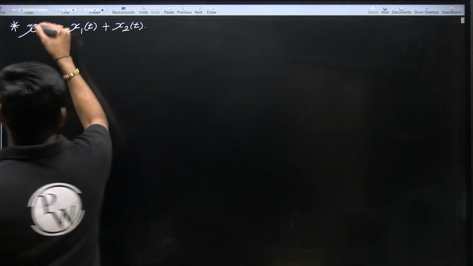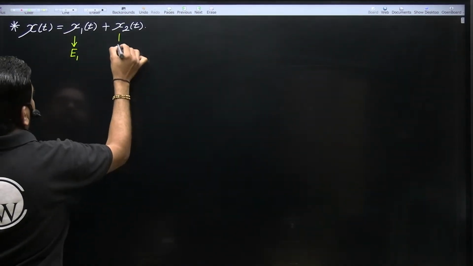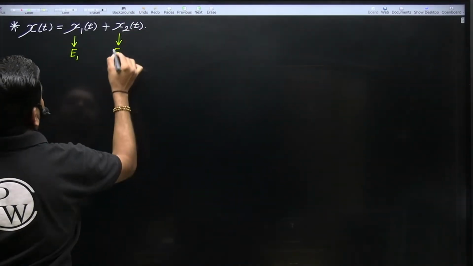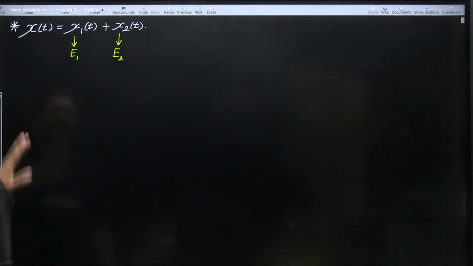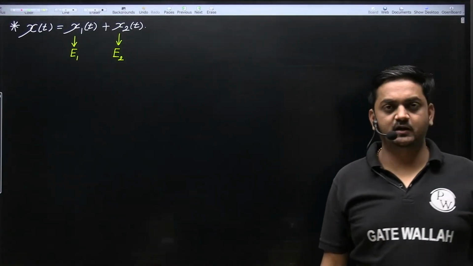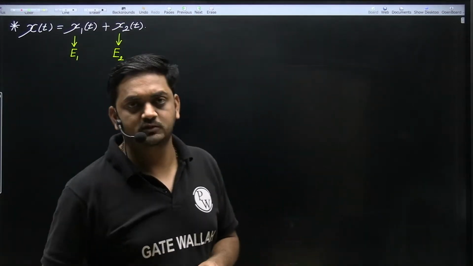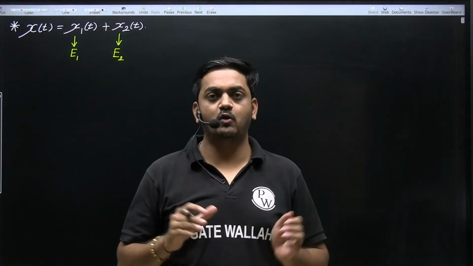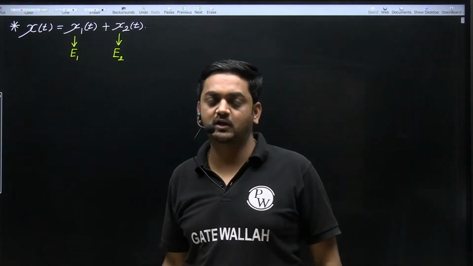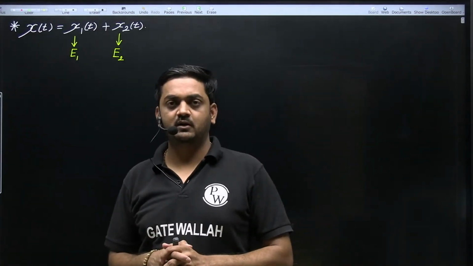So let us consider the energy of this signal is E1, and the energy of this signal is E2. Then tell me, will the energy of x of t be E1 plus E2 always? No, guys, we cannot say that, because the formula is non-linear, x square of t. So simply you cannot say the total energy will always be the sum of individual energies. In certain conditions we can say the energy will be the sum of the two signals.